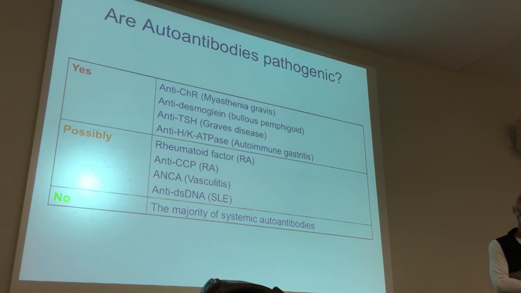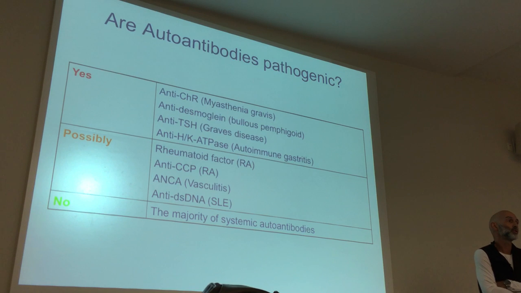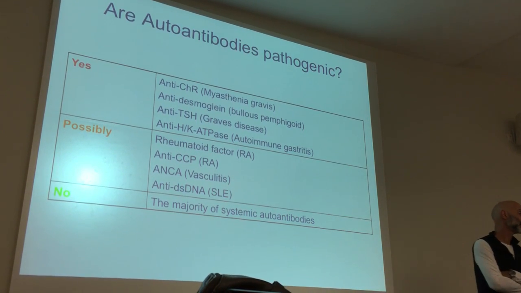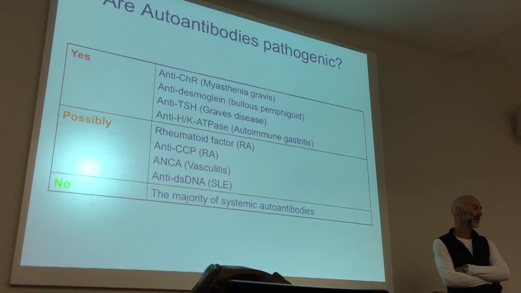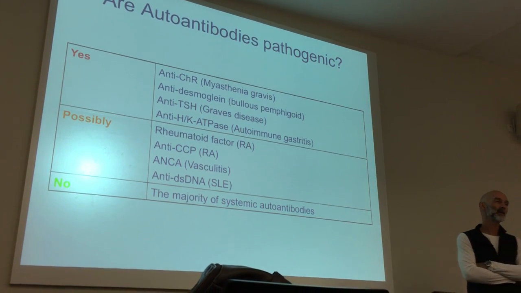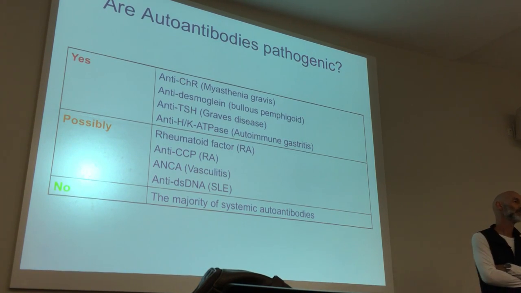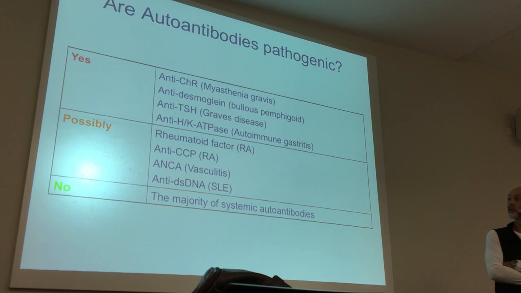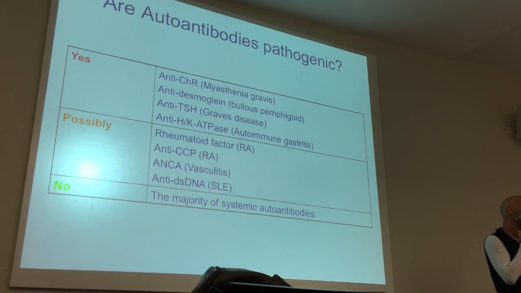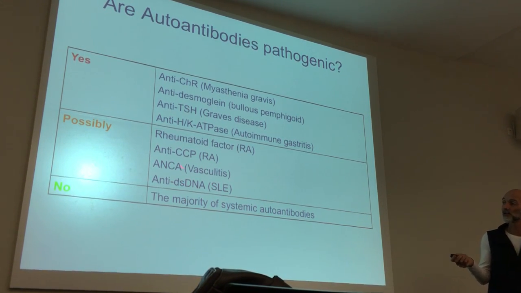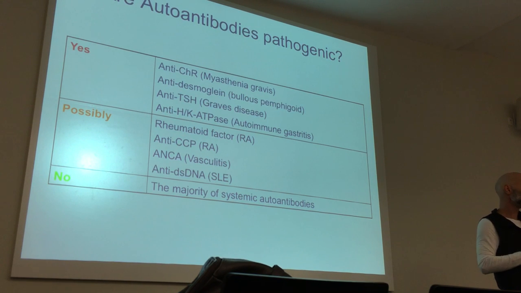Which leads to the question if autoantibodies are directly pathogenic. We know this for certain antibodies, for example in myasthenia gravis, the anti-acetylcholine receptor antibodies, or in Graves' disease. In autoimmune arthritis there are possibly pathogenic autoantibodies like rheumatoid factor and anti-CCP antibodies, but no direct evidence. Also, antibodies detected in inflammatory vessel diseases, the so-called ANCA, anti-neutrophil cytoplasmatic antibodies, might play a role, and anti-double-stranded DNA antibodies are suspected to play a role in systemic lupus. But only for this one, the direct pathogenic mechanism has been proven.